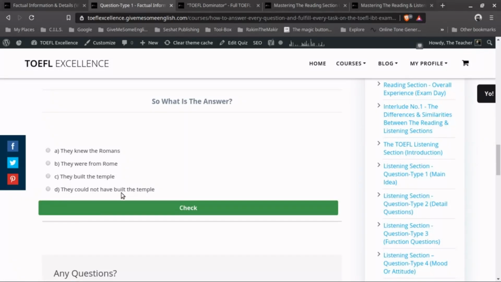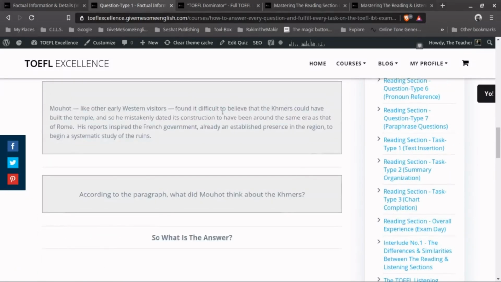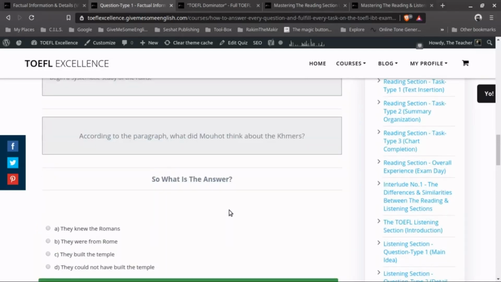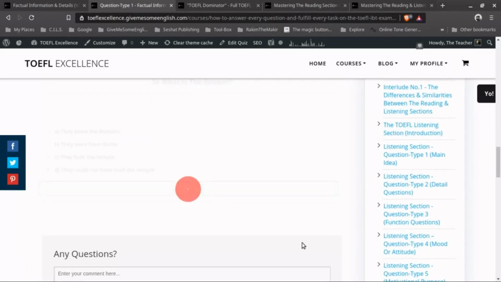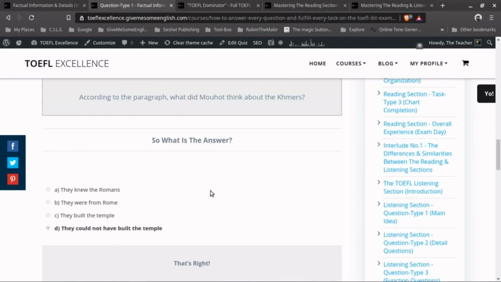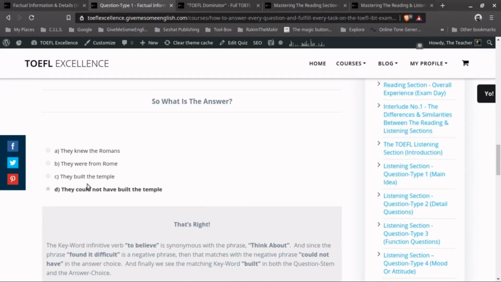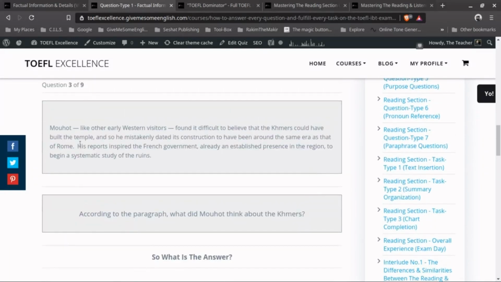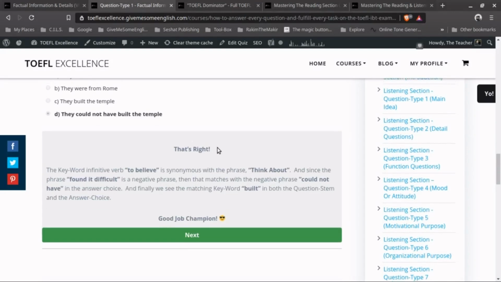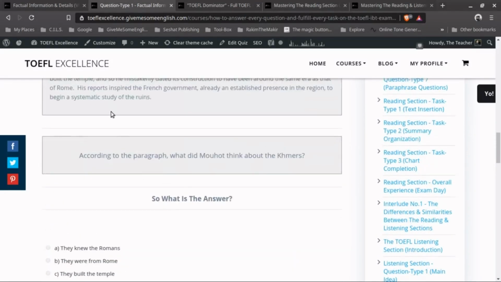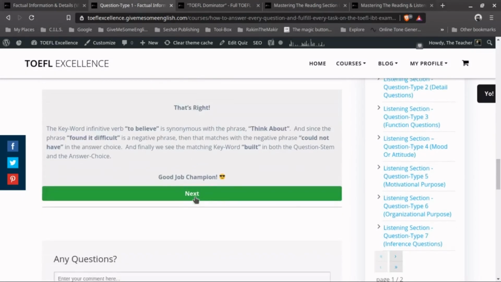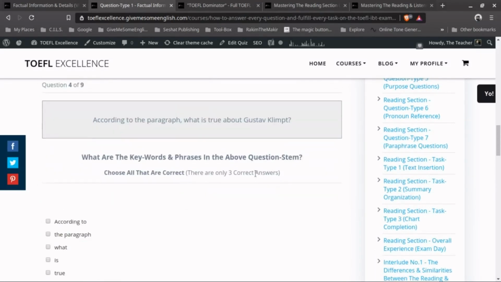And then we have the last one. They could not have built the temple. That matches up with difficult to believe, could not have. Now, it's not as definite, but that's probably the right answer, and sure enough, that's the right answer. Okay, so that's one of the tricks and traps from this question type, or all the different question types: showing information exactly taken from the text, but it somehow changes the meaning, or it makes it the opposite. The other one, we have Romans. That's another one where it says it right there, so maybe that's the answer. So just beware of those using exactly the same words. So let's go on to the next one.